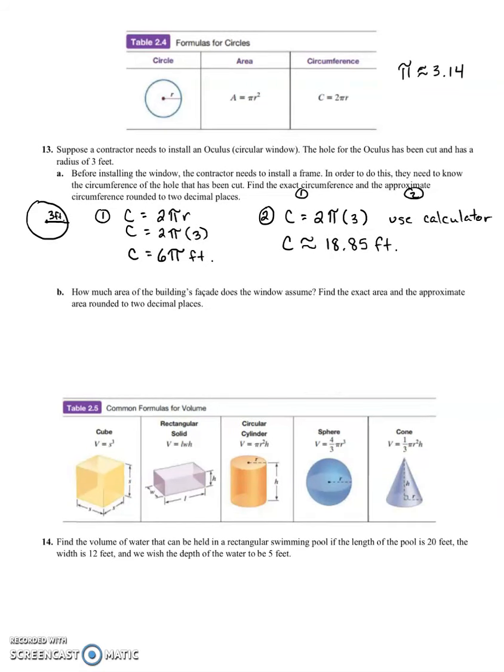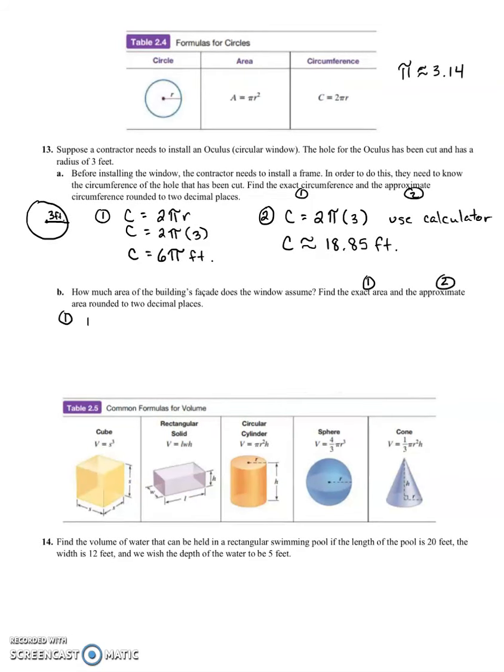Okay, so how much area of the building's facade does the window assume? Find the exact area and the approximate area. We're doing the exact same thing, but we're doing area, so we don't need to draw a new picture. It's the same thing. Exact area will be part 1. Approximate area will be part 2.